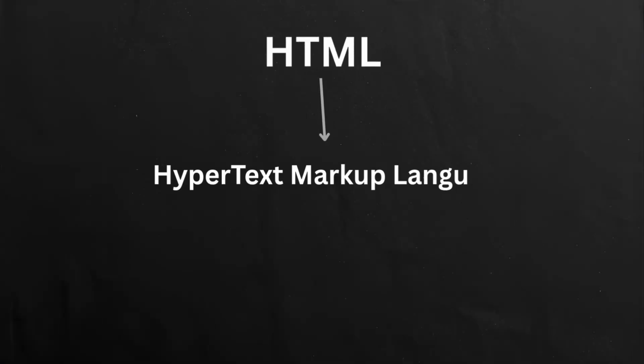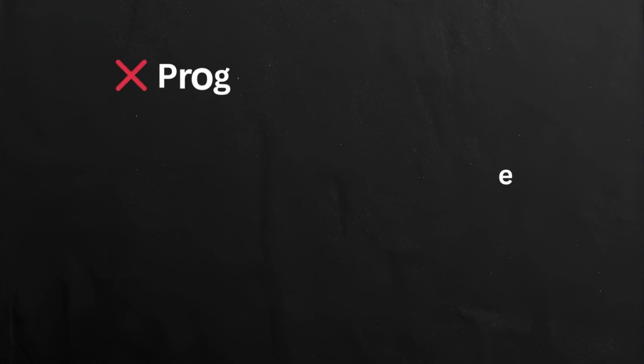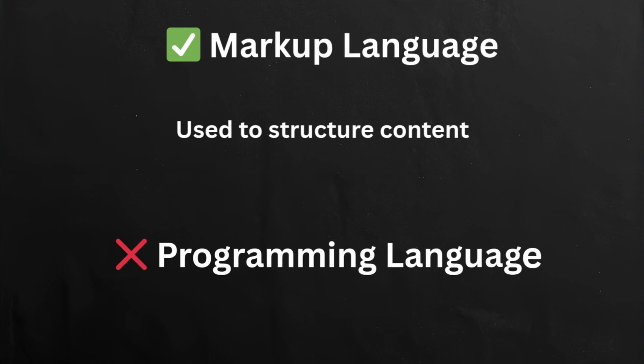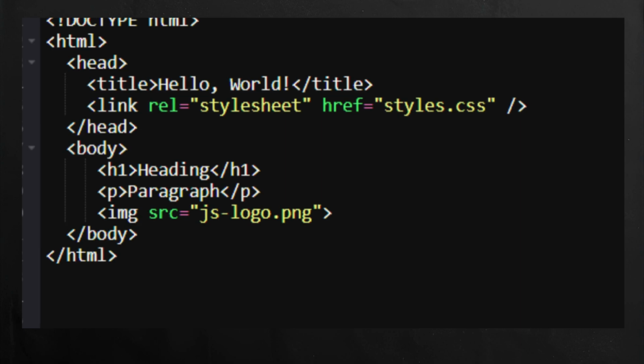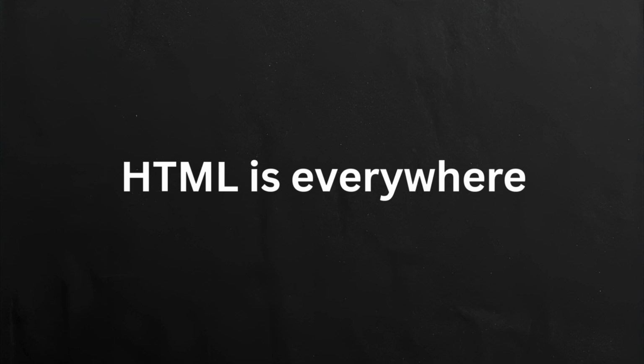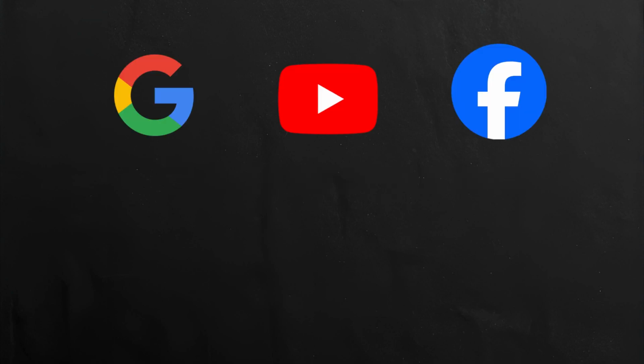So let's get started. HTML stands for Hypertext Markup Language. It's not a programming language. Instead, it's a markup language used to structure and organize content on the web. HTML tells the browser what is a heading, what is a paragraph, where images go, and how content is arranged on a web page. Every website you've ever visited uses HTML. Whether it's Google, YouTube, Facebook, or any small personal website, HTML is always working behind the scenes.